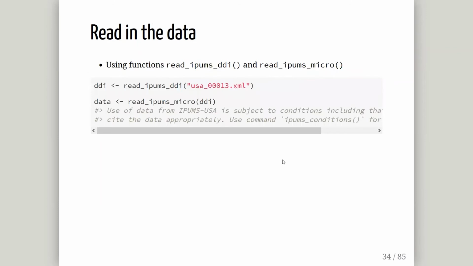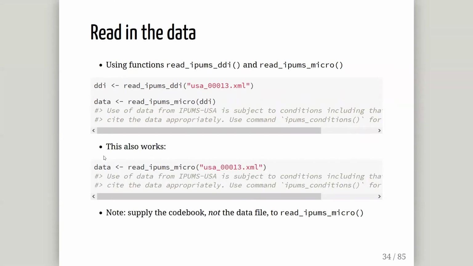So once you've done that, you've downloaded your data file and your DDI codebook and saved them in the same folder, here's how you actually read the data into R. This is the recommended workflow. So you read the DDI file with read_ipums_ddi, pointing to that XML DDI file, and save it to an object called ddi. Then you pass that object to the read_ipums_micro function, and then you assign that to whatever you want to call your data. And now you actually have the data in your workspace.